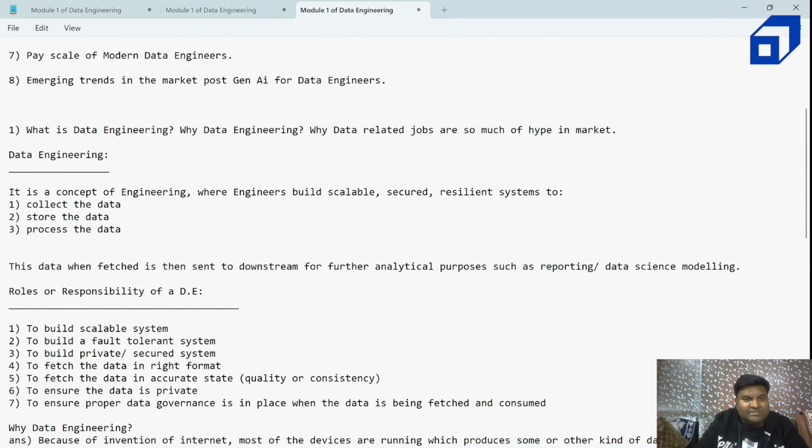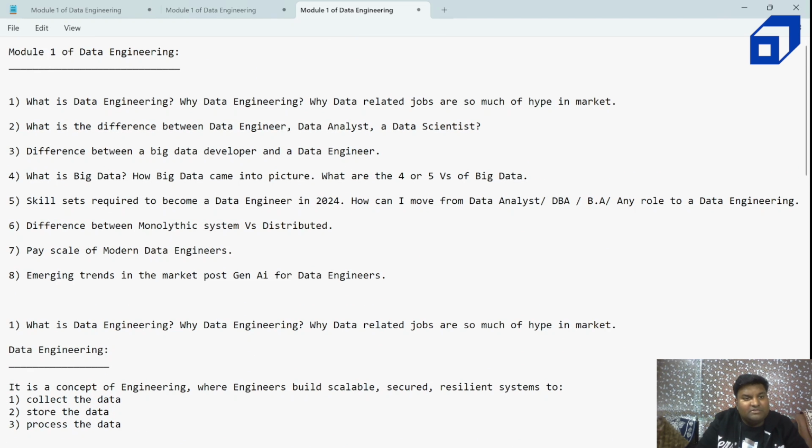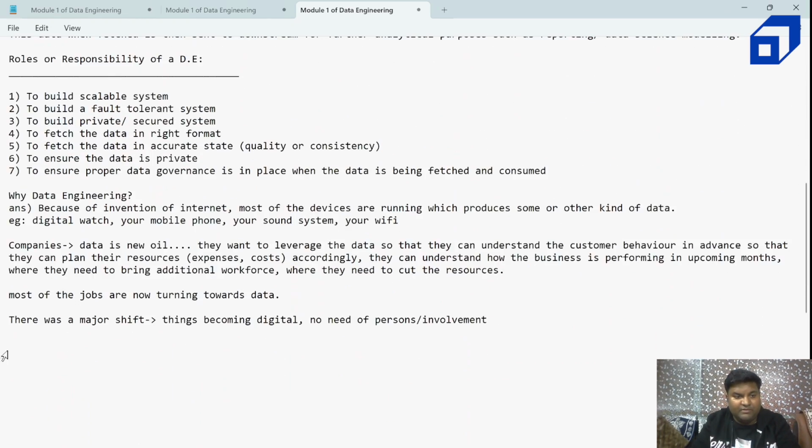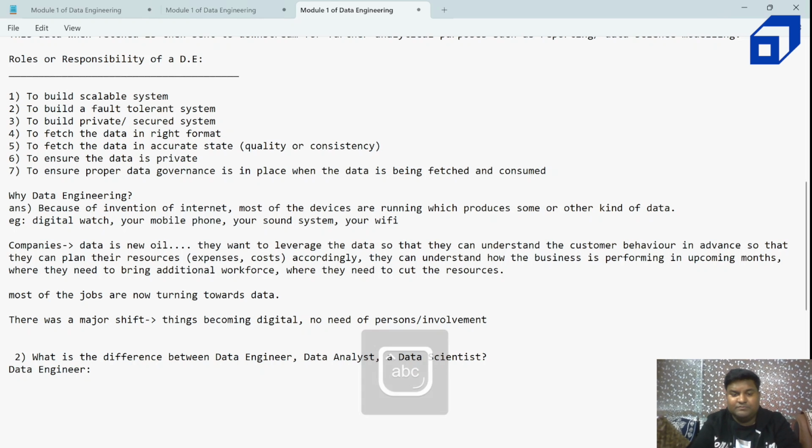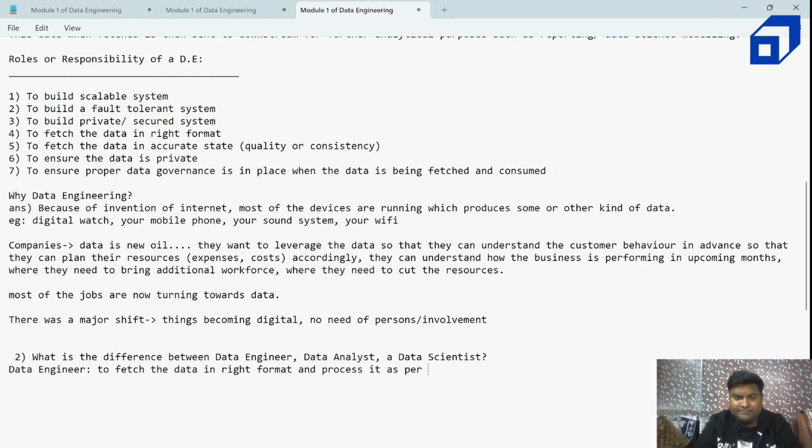So we've discussed what is data engineering, why data engineering, and why the data related jobs are so much of hype in the market. Let me now discuss the difference between a data engineer, a data analyst, and a data scientist. We'll discuss this point with a very basic understanding or a basic layman example. So I've already discussed a data engineer. The data engineer's role is to fetch the data in the right format and process it as per the requirement, right? So for data engineer, I'll give you an example, right? What is a data engineer, what is a data analyst, and what is a data scientist?